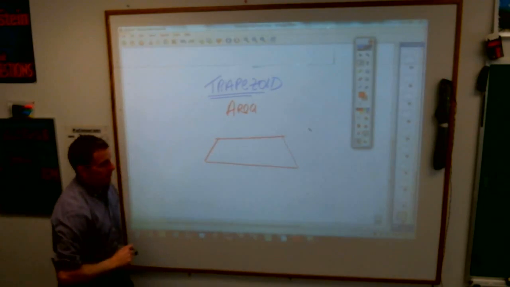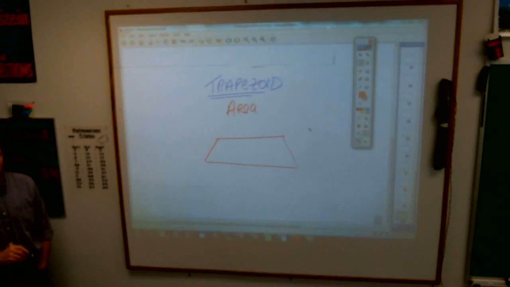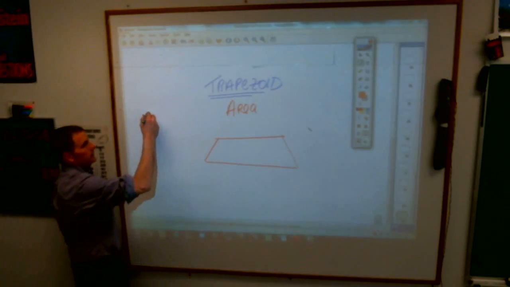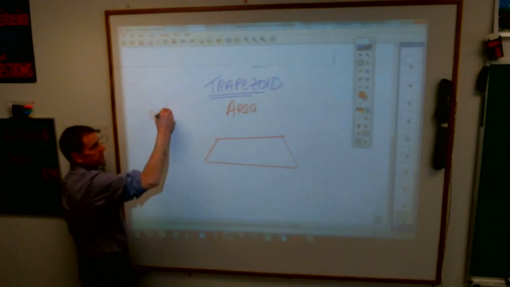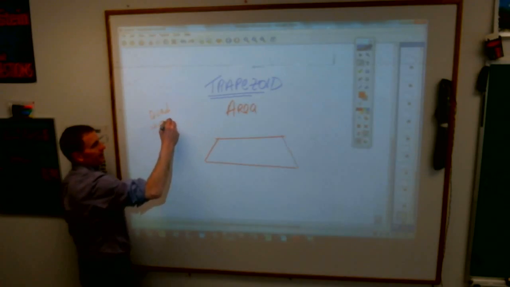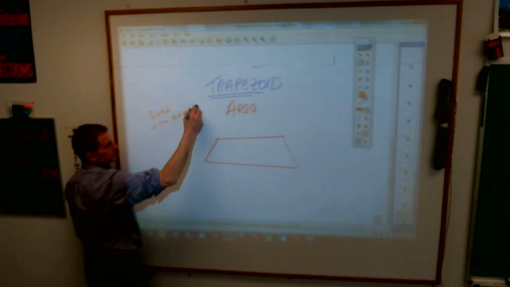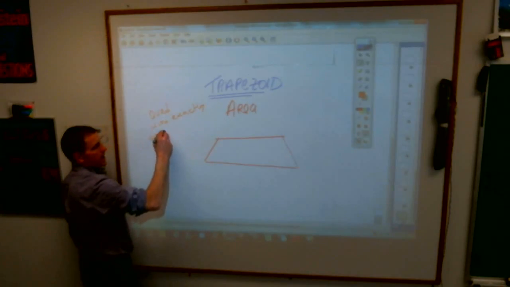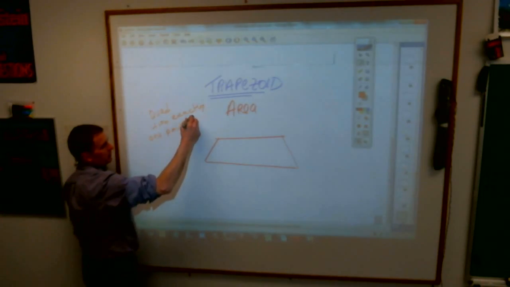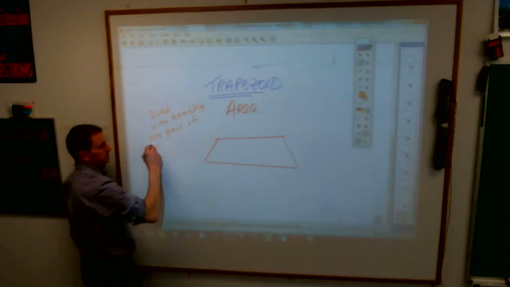The definition of a trapezoid is what? A trapezoid is a quadrilateral with exactly one pair of parallel lines.